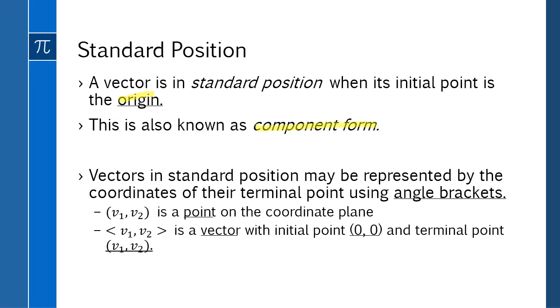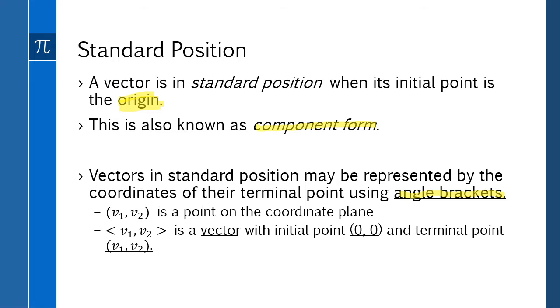So you might see a problem talking about putting a vector in standard position. You might also see the problem talking about the component form of the vector. That all means the same thing. So vectors in standard position may be represented by the coordinates of their terminal point using angle brackets. So we need a starting point and we need a stopping point. If the vector is in standard position, then we know where the starting point is. The starting point is always at the origin. So then the only other piece of information you need is the terminal point.